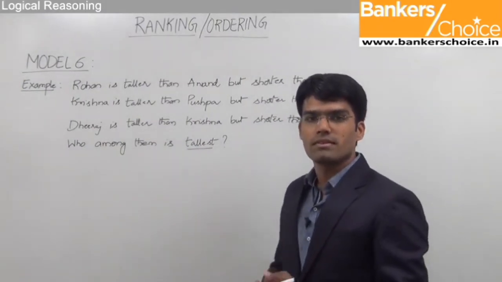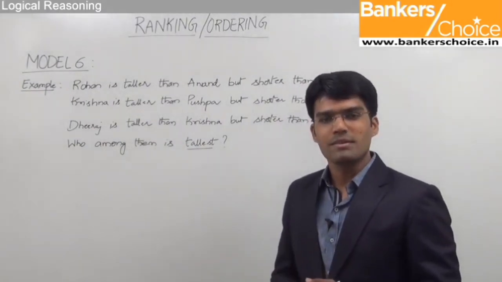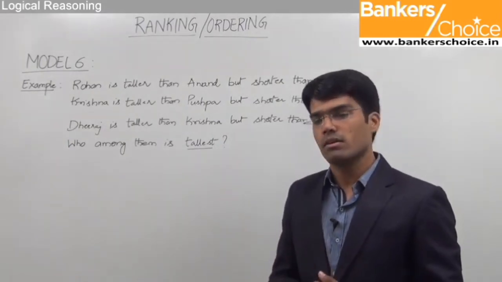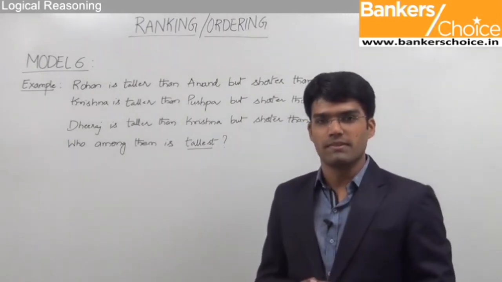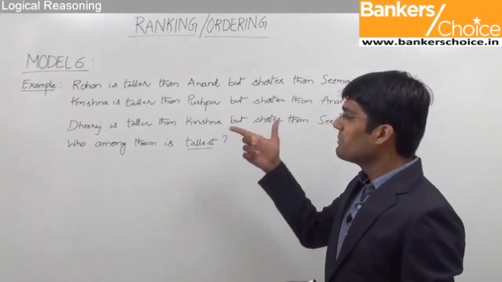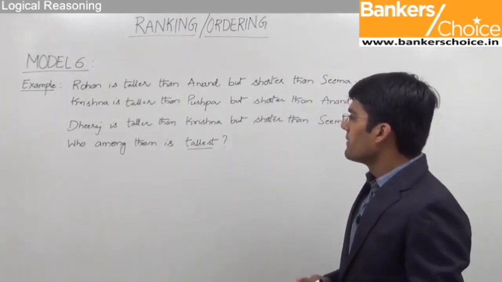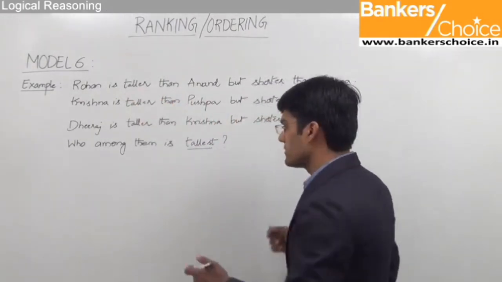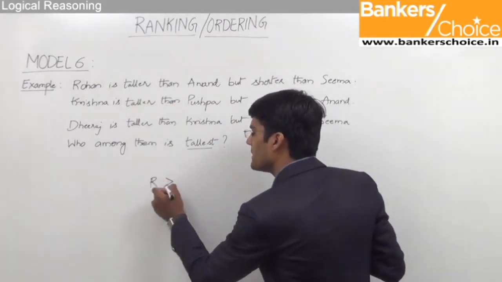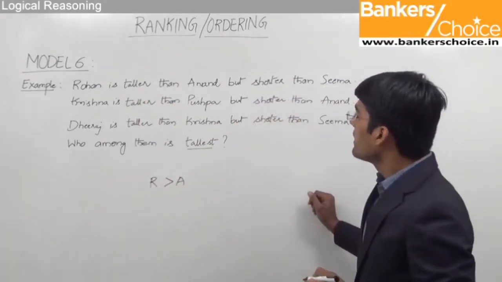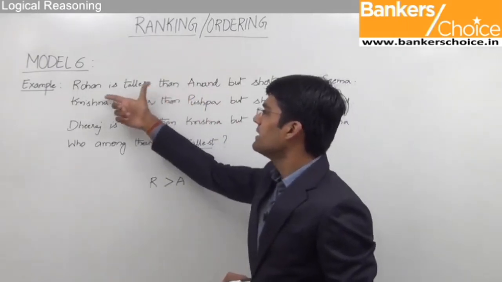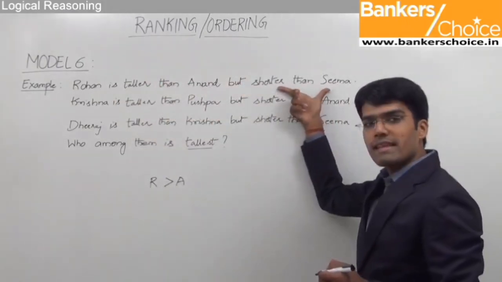To solve this question and find out the tallest person in the group, we need to make the ascending order or the descending order of the heights of these persons. And that can be done simply by reading out the statements. Now if you look at the first statement, it says Rohan is taller than Anand. So we can say R greater than A, but shorter than Seema. That means Rohan is taller than Anand but Rohan is shorter than Seema.